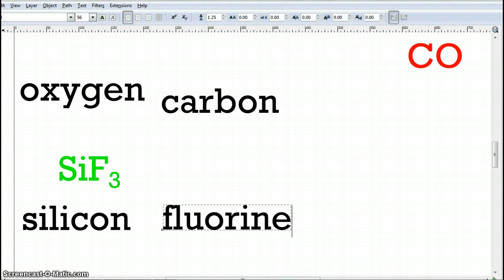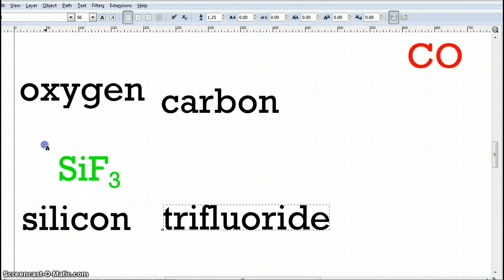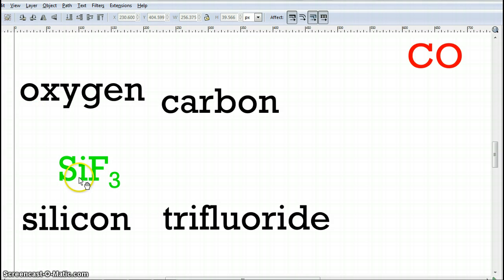So we're going to turn on our typing tool and change the ending from fluorine to fluoride. And we're going to indicate that we have 3 by putting the prefix tri in front of it. And this name is just very simply, for SiF3, silicon trifluoride. And that's how this would be named. So we've now named a second one. Again, notice the rule was that you do not use mono on the first word.